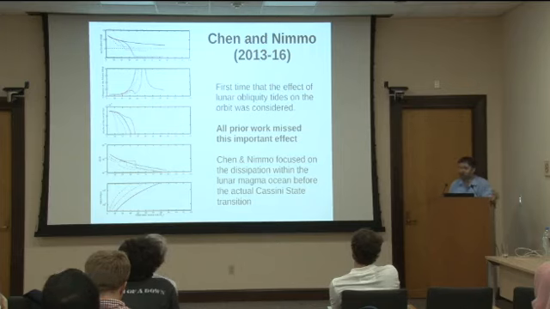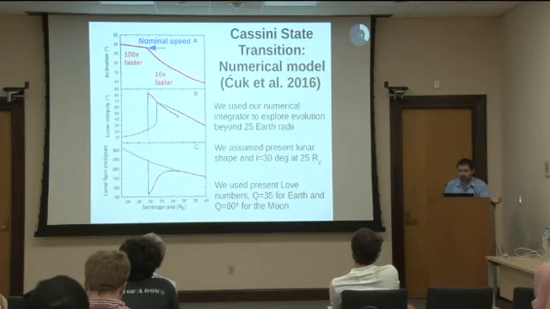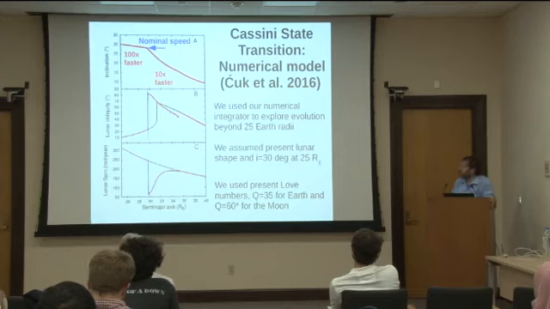The important part is that this is the first time the inclination and obliquity tides were properly taken into account. So that kind of inspired my Nature paper in 2016, where I did a numerical model of the Cassini state transition for a solid moon. And I find that it's actually very interesting. If you go back in time, the moon had inclination of about 30 degrees at some point, which dropped a lot during Cassini state transition.